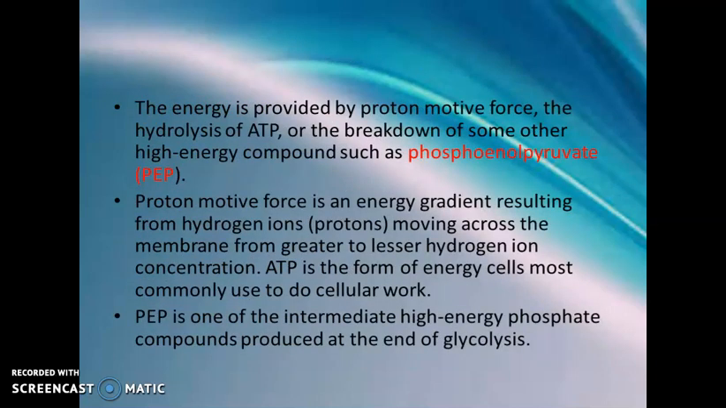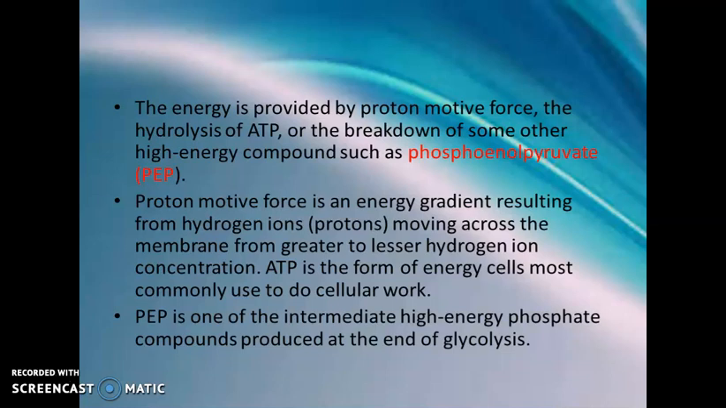The energy for this transport is provided by the proton motive force, the hydrolysis of ATP, or by the breaking down of some other high energy compounds such as phosphoenol pyruvate. I think you are familiar with the term phosphoenol pyruvate. That we will study later in microbial metabolism.